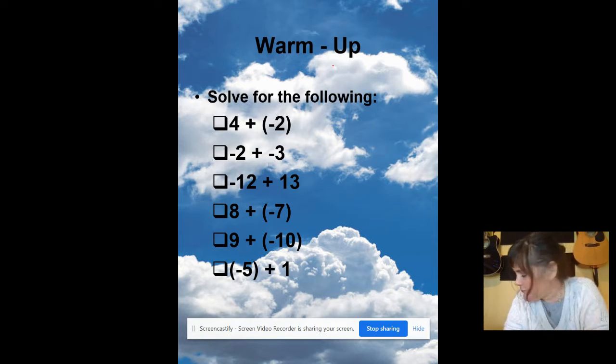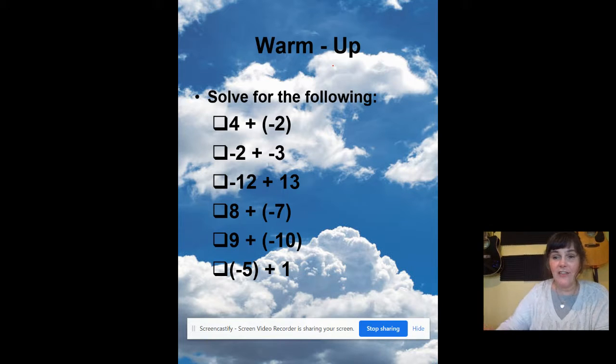Okay, so hopefully you've had a second to go ahead and try those problems, and let's see how you did. So 4 plus -2, the answer to that should be 2. -2 plus -3, I've got some negatives here, and I've got more negatives here. I'm putting these negatives together with these negatives, so I've got a lot of negatives, and I end up with -5.